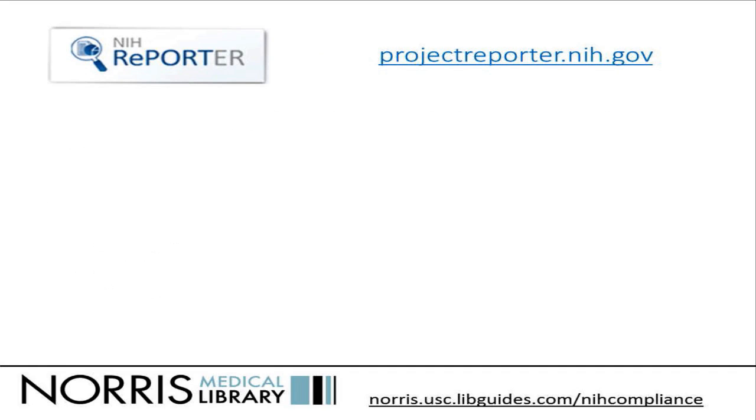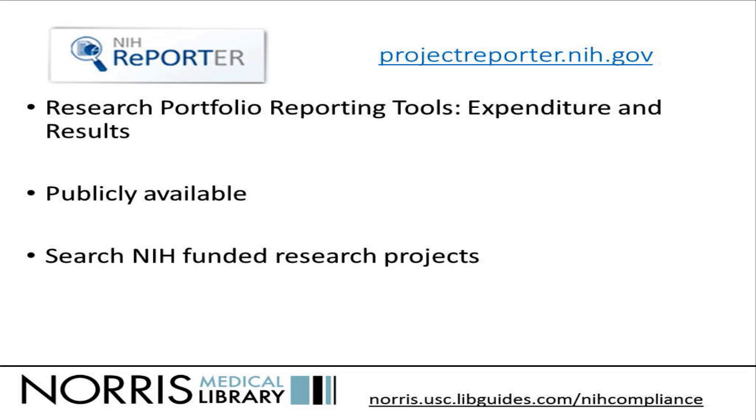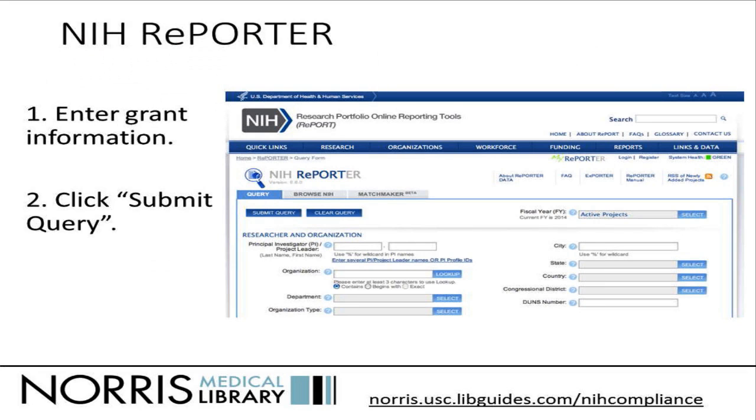A different way of tracking compliance is using the NIH Reporter, which stands for the Research Portfolio Reporting Tools, Expenditure, and Results. This publicly available electronic tool allows users to search a repository of NIH-funded projects and access publications and patents resulting from NIH funding. This includes articles arising from your grant-supported research. If you're not sure if a grant's publications are in compliance, you can go to the NIH Reporter and enter enough information to identify your grant, name, grant number, institution, etc. Once you put that information in, you can click Submit Query.